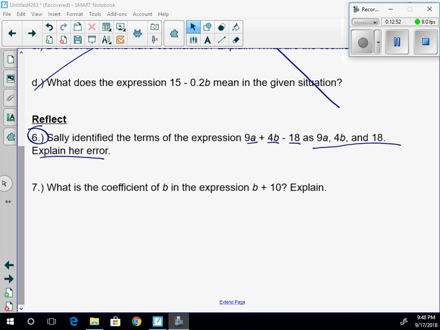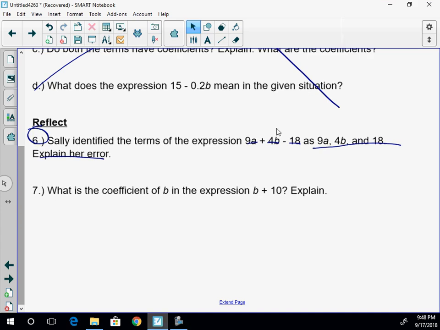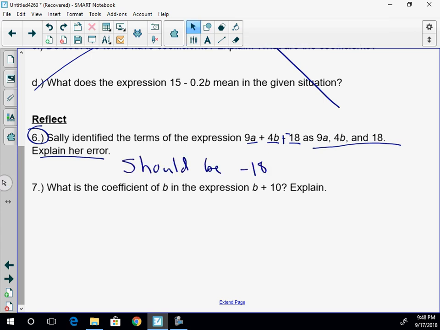All right, hopefully you've had some time to talk about that error. The big thing here is that this person probably did not go through and add the opposite, right? If we do that, then I can see clearly that that 18 is negative, and that's what the error is. Okay, so the error is that it should be negative 18.